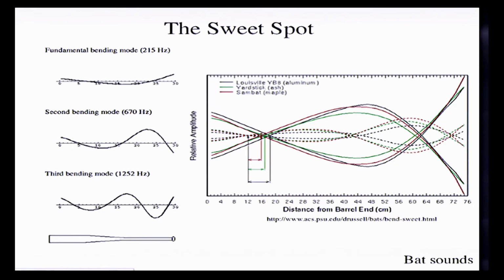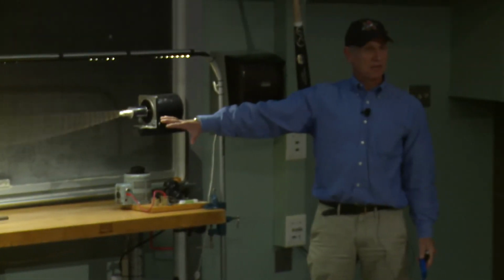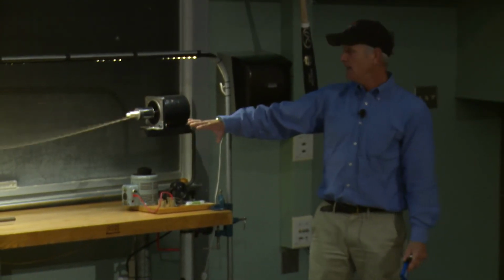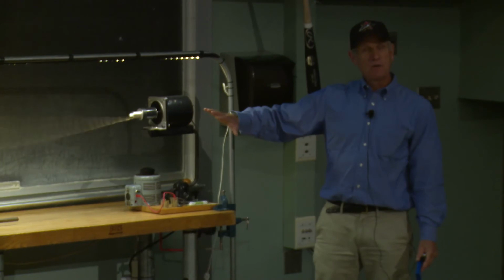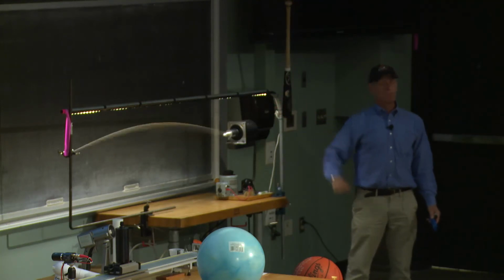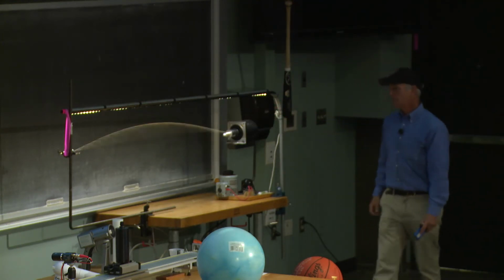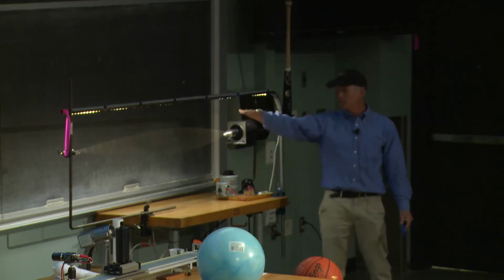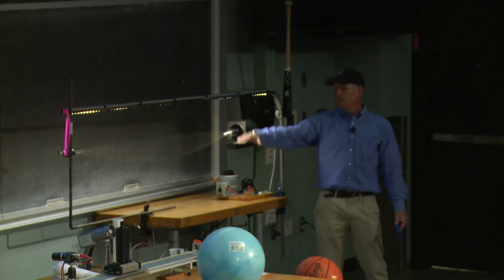We have this demo here, which is not a bat. It's a string, but it's exactly the same principle, and it really illustrates, if nothing else, how very basic ideas in physics translate to even complicated things like the baseball. So this is the fundamental mode of this string here. It's a little bit hard to find.